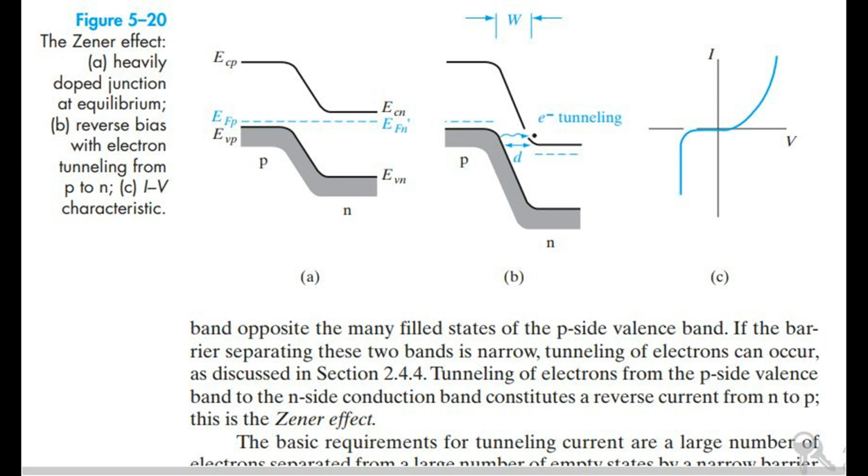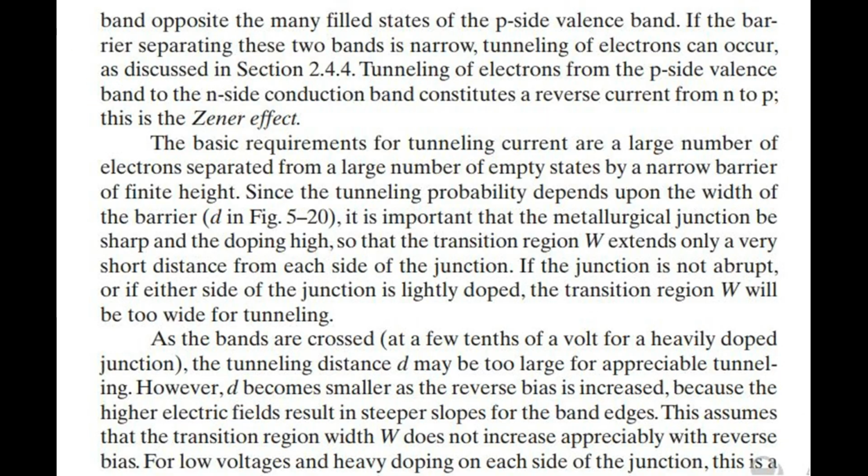If the barrier separating these two bands is narrow, tunneling of electrons can occur, as discussed in section 2.4.4. Tunneling of electrons from the P-side valence band to the N-side conduction band constitutes a reverse current from N to P. This is the Zener effect. The basic requirements for tunneling current are a large number of electrons separated from a large number of empty states by a narrow barrier of finite height.